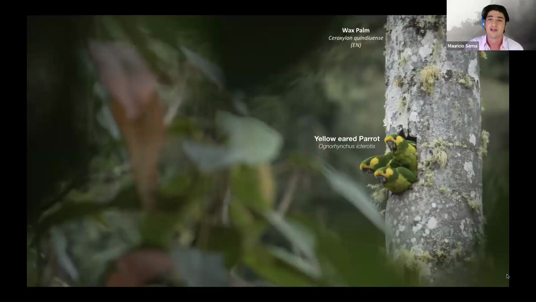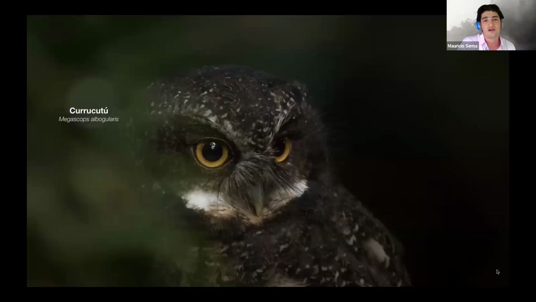Go ahead, Dave. This is one of the pictures that I like the most of El Globo. It's an owl. For me, it's the most beautiful owl in the Andean forest. It's called the currucutu, and it feeds on small mammals. And because of this type of bird, we can think about the ecological interactions that are happening in the field and that we are also protecting.